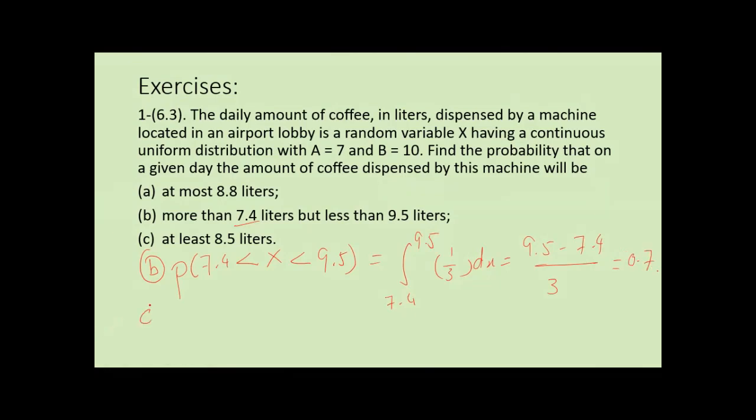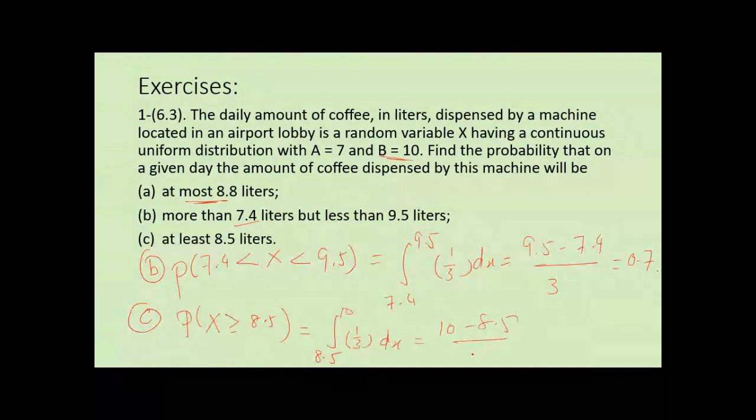Now see, whenever you get "at most", it gives the maximum, so less than or equal to will be used. "At least" gives the minimum, so greater than or equal to should be used. X greater than or equal to 8.5 can be the integral from 8.5 to the upper limit. What is the upper limit here? 10. And f of x is 1 over 3 dx, which is 10 minus 8.5 over 3.